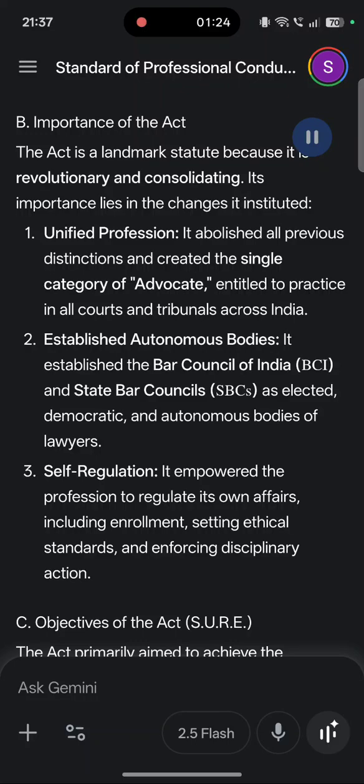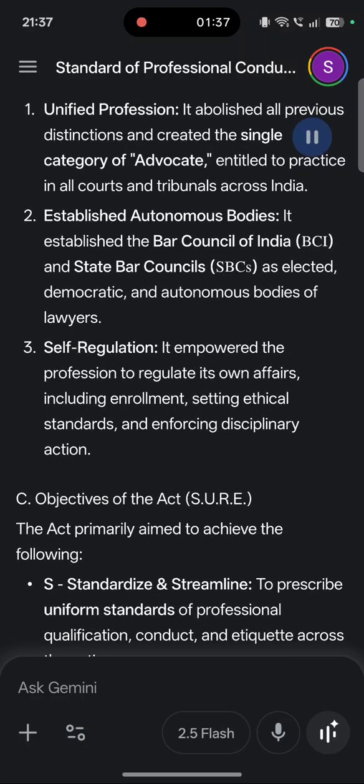2. Established autonomous bodies. It established the Bar Council of India, BCI, and State Bar Councils, SBCs, as elected, democratic and autonomous bodies of lawyers. 3. Self-regulation. It empowered the profession to regulate its own affairs, including enrollment, setting ethical standards, and enforcing disciplinary action.